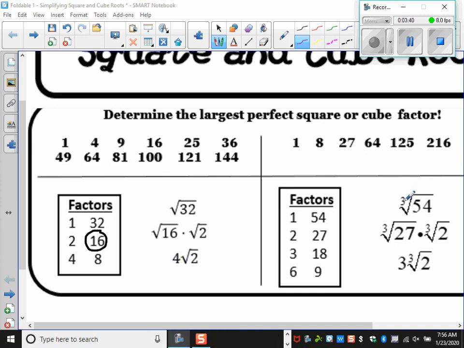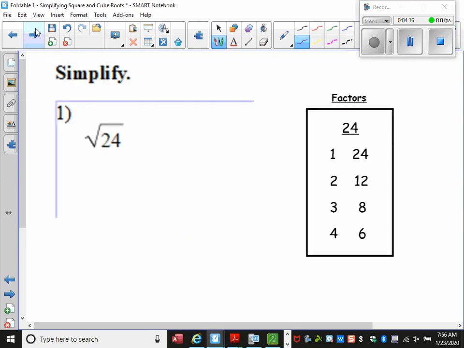Now this one says the cube root of 54. Again, we're looking for factors of 54, but we want the largest perfect cube, which would be 27 times 2. When you take the cube root of 27 out, you get the 3. That's how we got the 3 here. The cube root of 2 is not a perfect cube, so it stays under the radical. Whatever is not perfect, whether it's a cube or a square, stays underneath the radical. All right, let's move on to the first example.